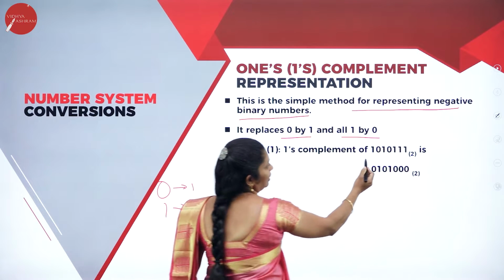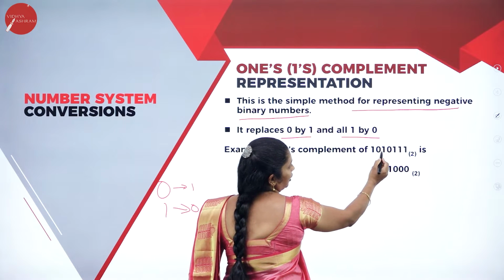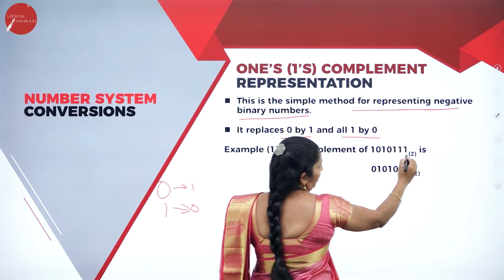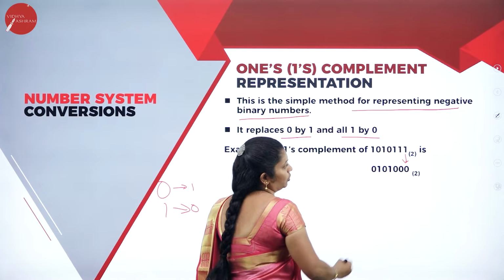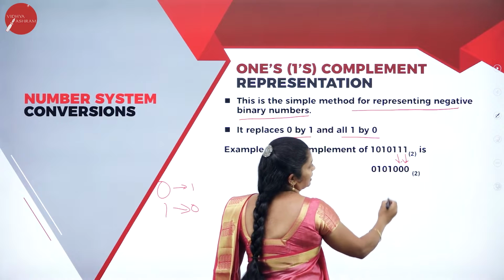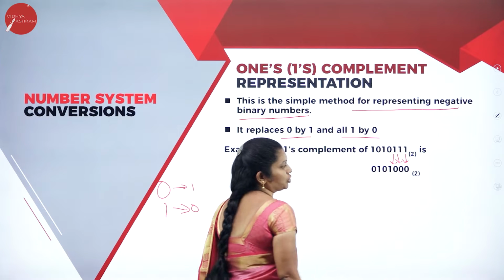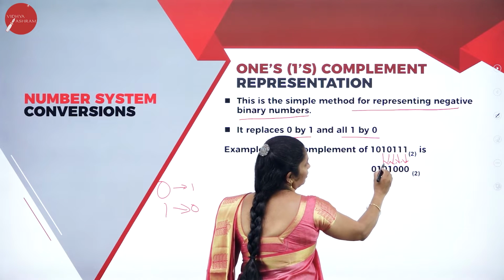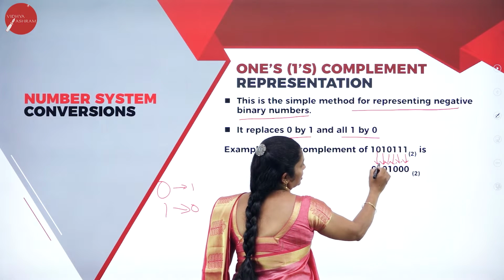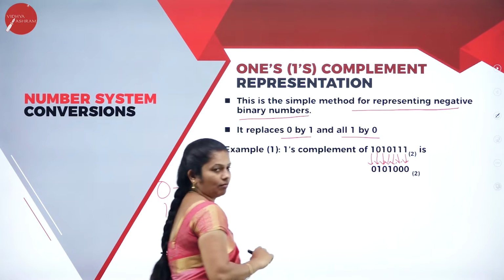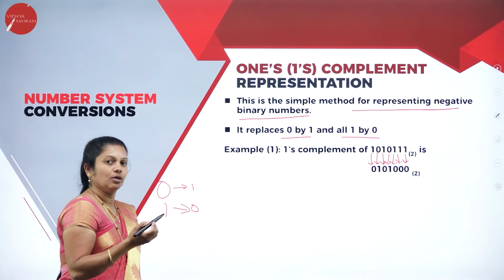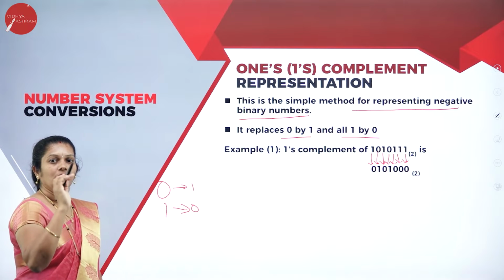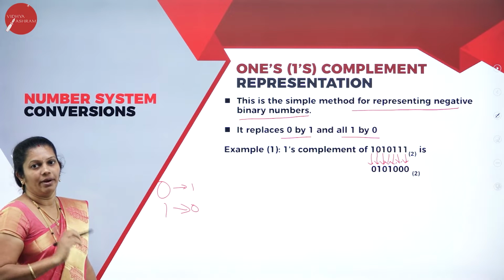Consider one example. Here we have 1, 0, 1, 0, 1, 1, 1. Here the 1 is replaced by 0. Here also 1 is replaced by 0. Here also we have 1 that is replaced by 0. But here 0 is replaced by 1, and 1 is replaced by 0. That means just replace all 0 by 1 and all 1 by 0.